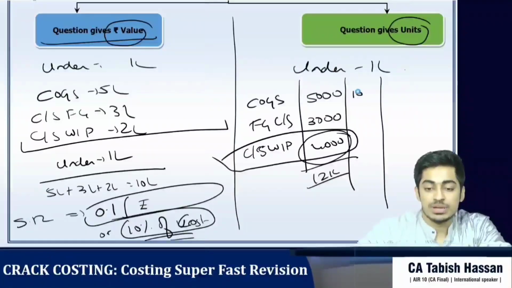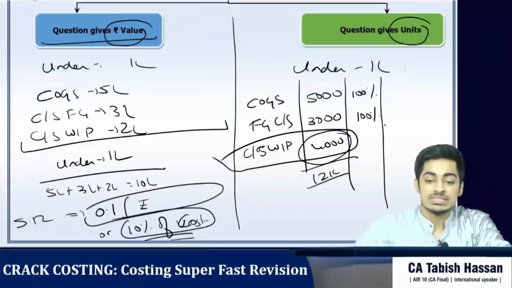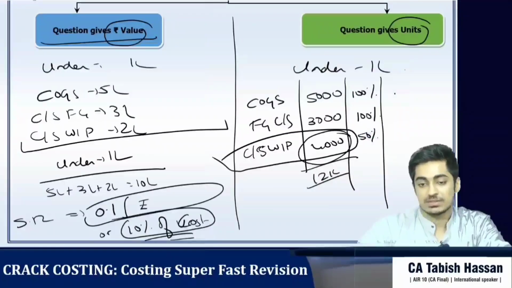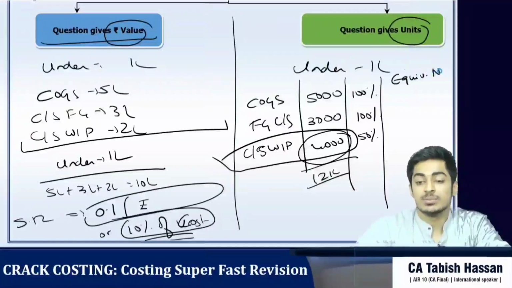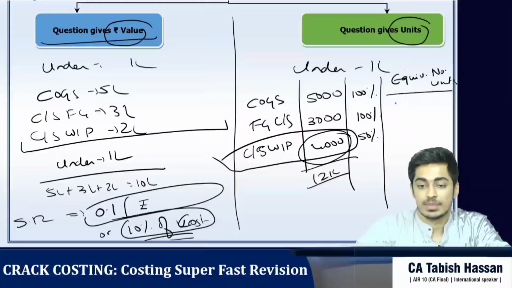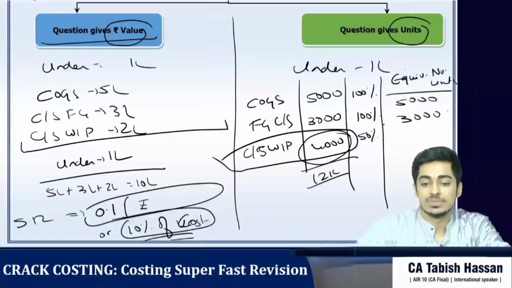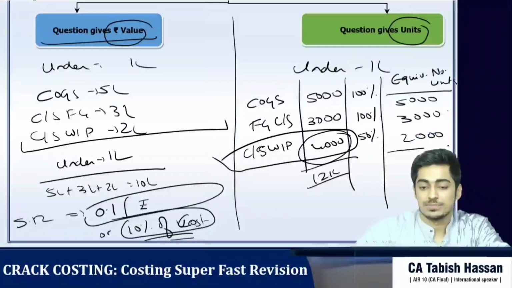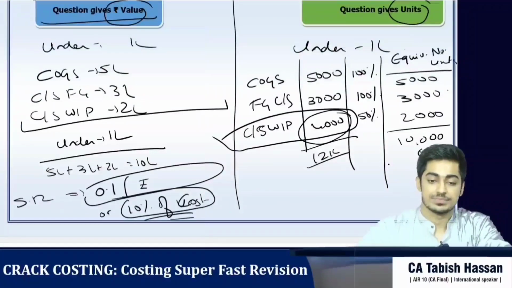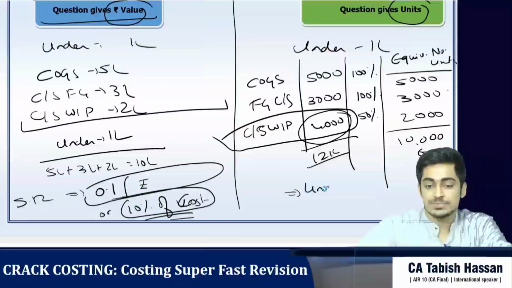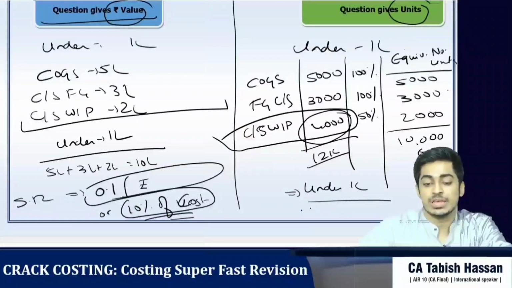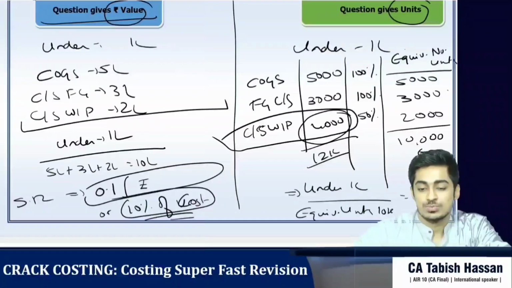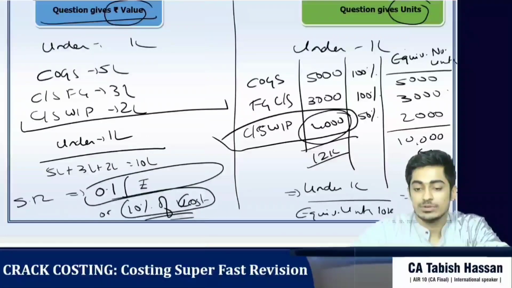So goods sold would be 100% complete. Finished goods in closing stock would also be 100% complete. Say the question tells us that work in progress is 50% complete. So based on this, we get the equivalent number of units. It is 5,000, 3,000, and 4,000 into 50% is 2,000. So this gives us 10,000 equivalent units. So now how do we charge? We have the under absorption of 1 lakh, which would be distributed amongst the equivalent units of 10,000, which gives rupees 10 per equivalent unit.